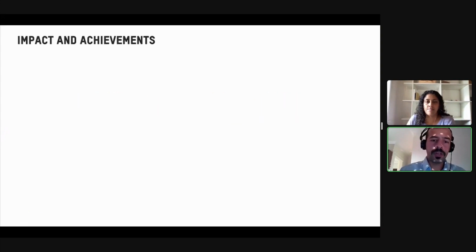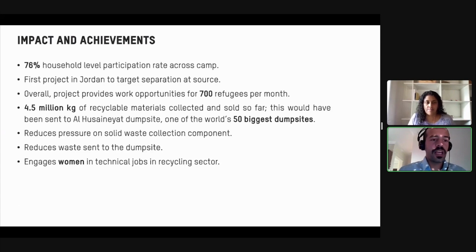So the impact of this project: we have around 76% household participation rate across the camp, and in 2017 we reached 96% of the community participating with us. We are proud to say that we are the first project in Jordan where waste is segregated at household level, at source.